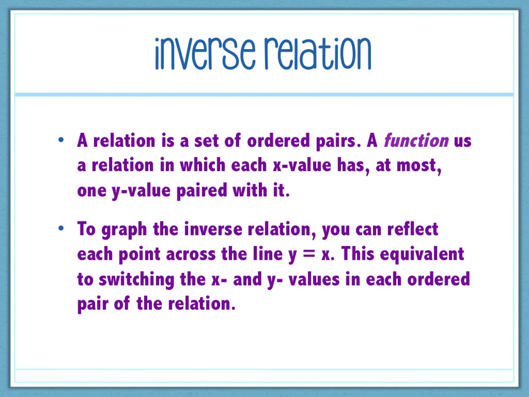So a relation is a set of ordered pairs. So if you can get an XY combination out of an equation, then it's called a relation. A function is a relation in which each x value has at most one y value paired with it. So you can't have the same x with a different y.